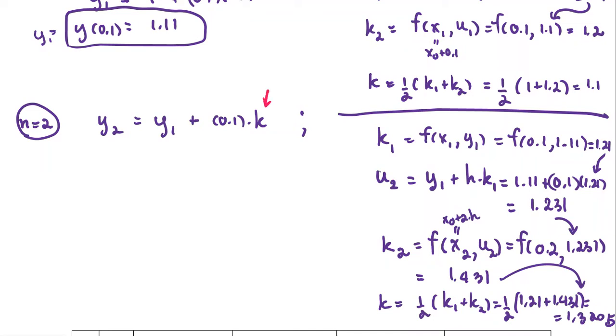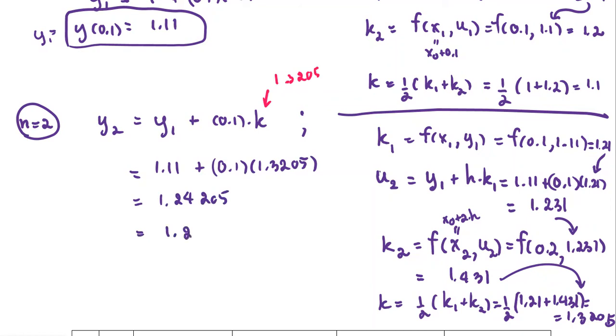So we bring the k value 1.3205 to the computation for y2. Then y2 equals y1, which is 1.11, plus 0.1 multiplied by 1.3205. And we get y2 as 1.24205. If we want four decimal places, we have 1.2421 as the approximation of y at x equals 0.2.